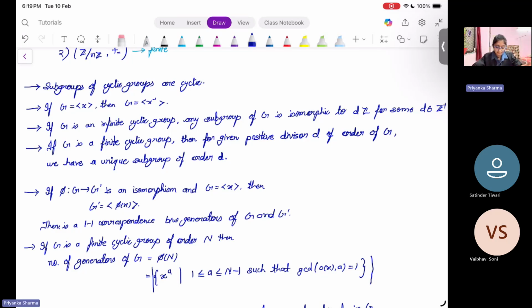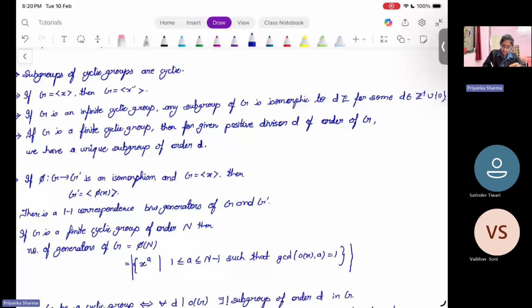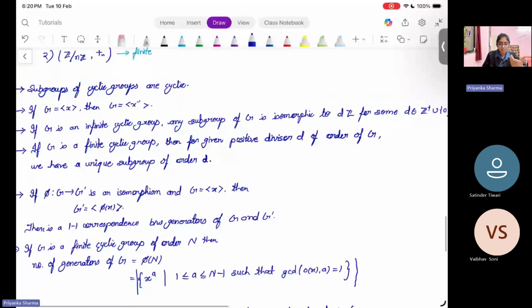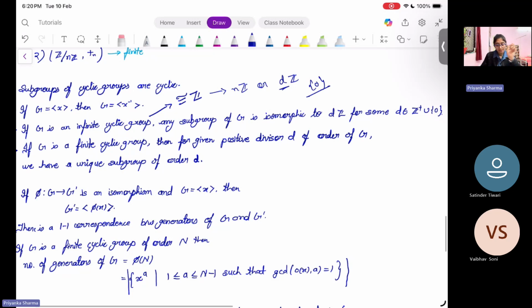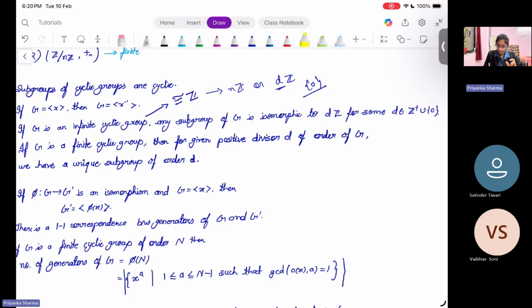Some other important things: if G is an infinite cyclic group, then any subgroup of G is isomorphic to dZ. Why? Because an infinite cyclic group is isomorphic to Z, and the subgroups of Z are of the form NZ, or we can say dZ, where d is some non-negative integer. I'm saying non-negative because we can have 0 also. So any subgroup will be isomorphic to dZ.